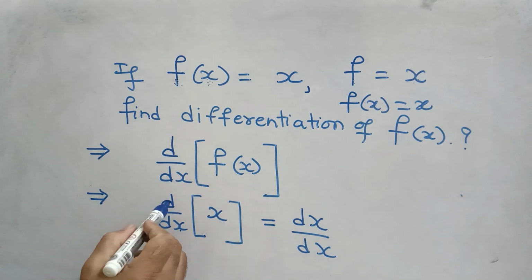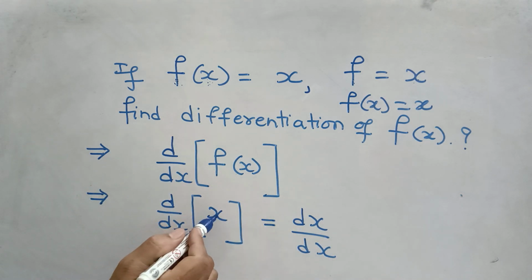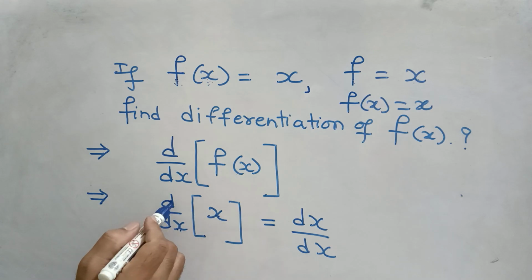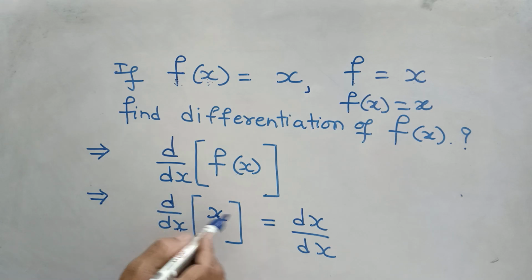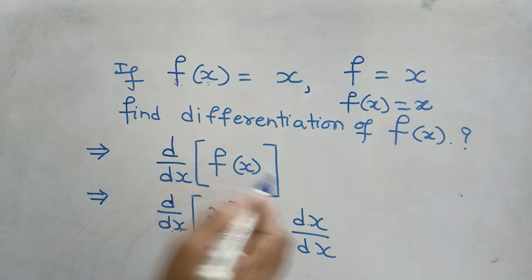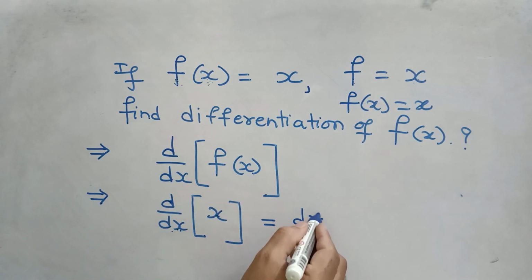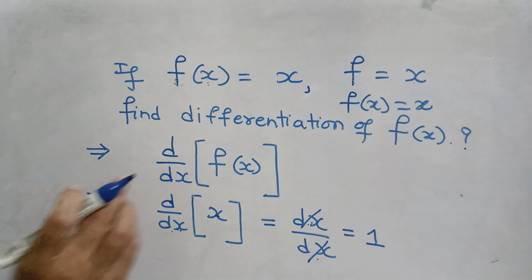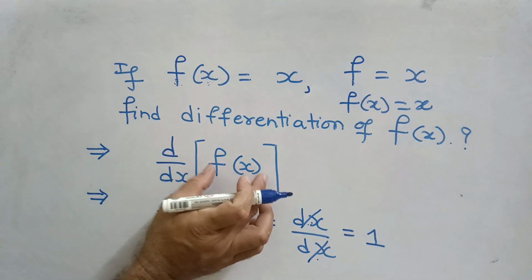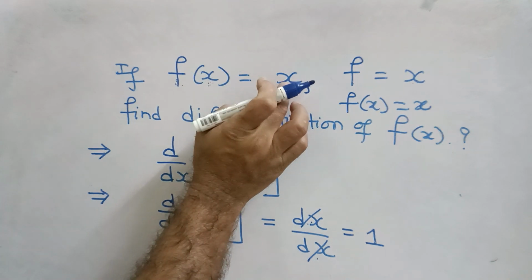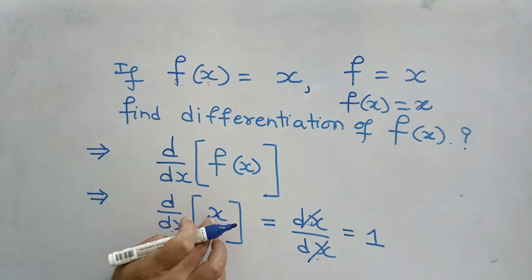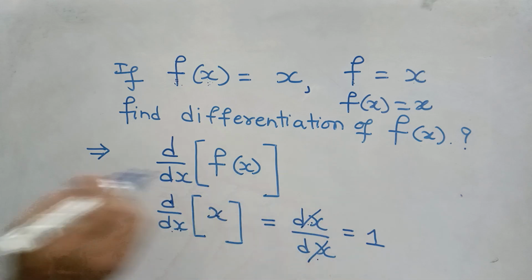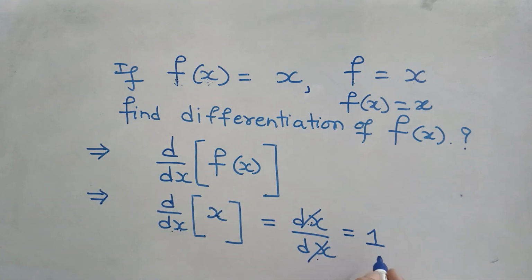Clear? So, d by dx multiplied with x is nothing but dx. Dx by dx: numerator dx, denominator dx, both are similar, so the value is 1. What is the meaning of it? Differentiation of f of x, where f of x is nothing but x, that is d by dx of x, which is equal to 1. This is the answer. Right?